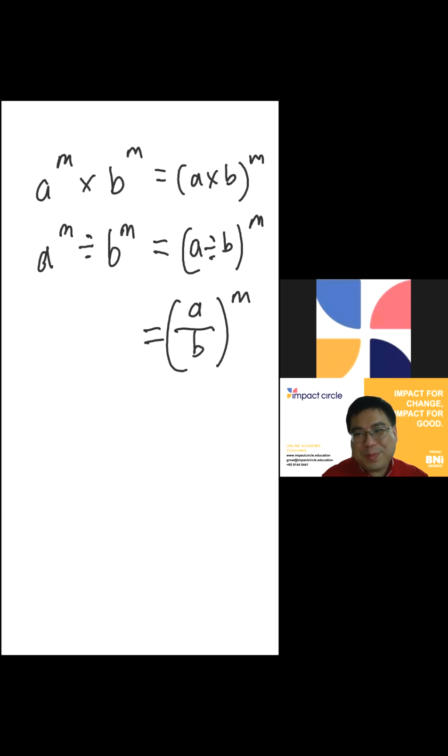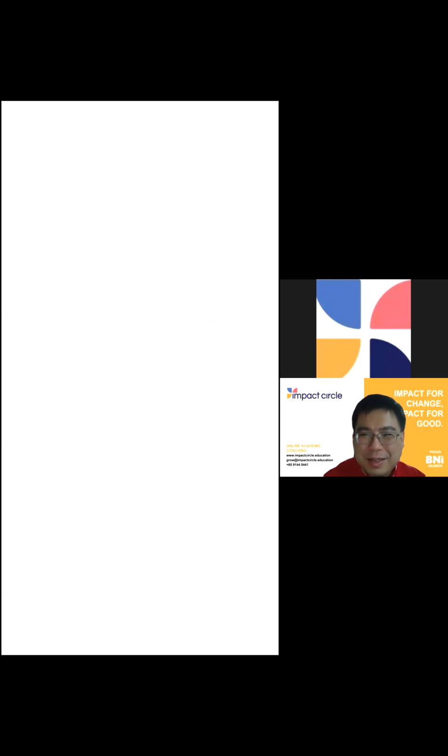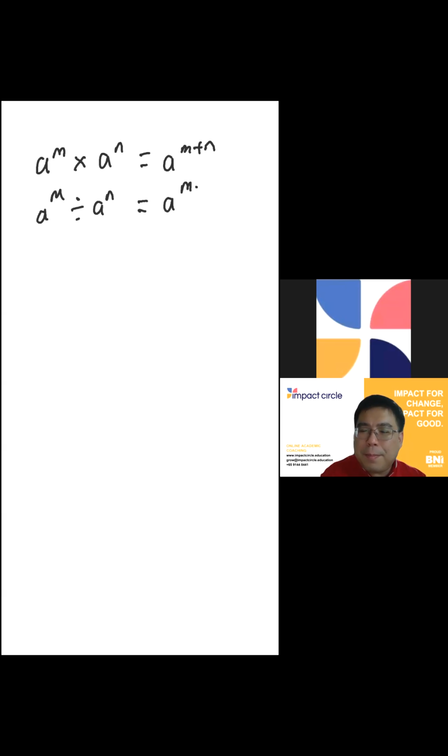So with that, we have gone through all 9 laws of indices. To end this video, let's run through them again so that we can remember what they are. Our first law, a to the power of m multiplied by a to the power of n gives us a to the power of m plus n. And the partner to this law is division. A to the power of m divided by a to the power of n, which will give us a to the power of m minus n.